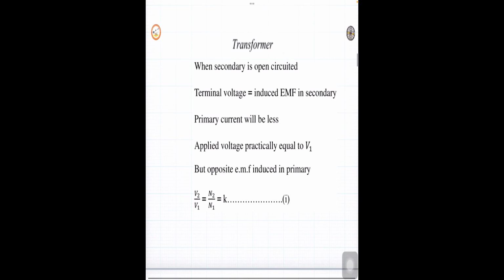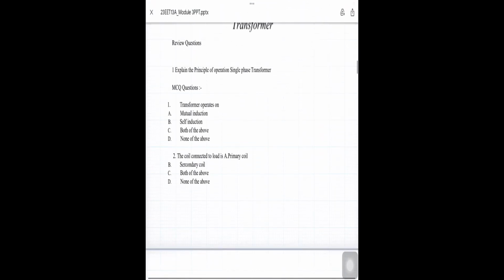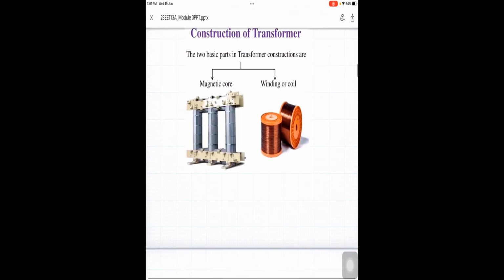Now based on the construction of the transformer, there are two types of transformer we can define. One is the core type transformer, the other one is the shell type transformer. And based on the number of phases, we have single phase transformer and three phase transformer. Also based on the location of the transformer in the power station, we have power transformers and distribution transformers. And based on the voltage levels, we have HV, that is high voltage, and LV transformers. And based on transformation ratio, we have step up transformers and step down transformers, and also 1:1 transformers.